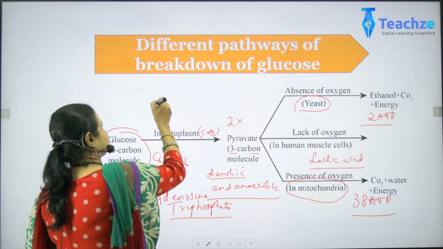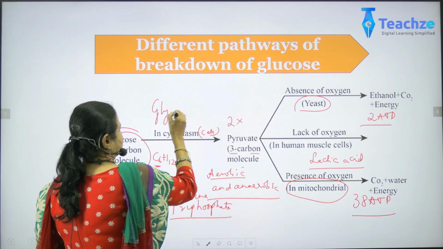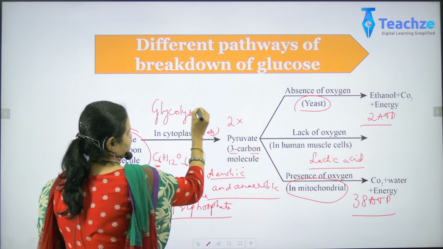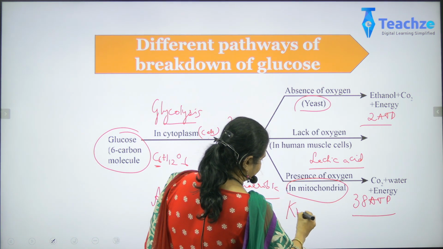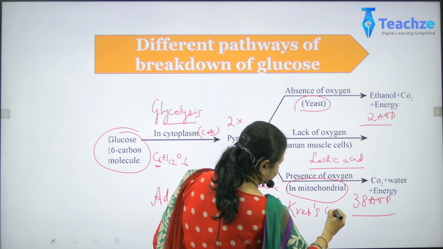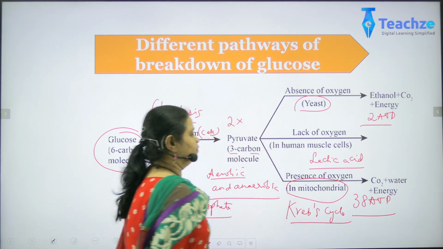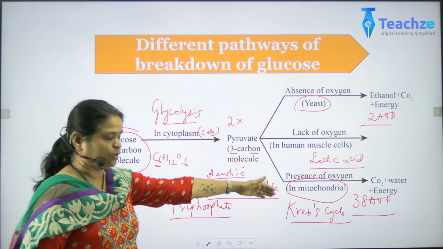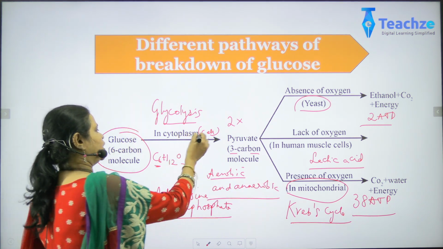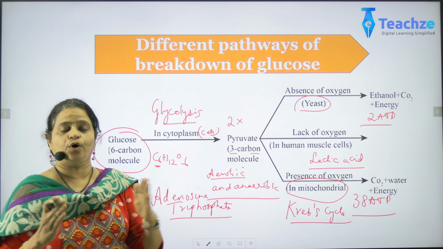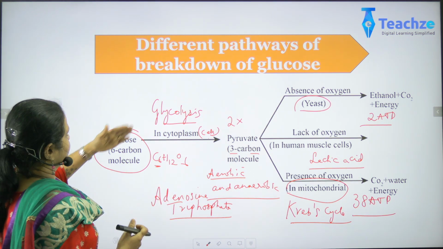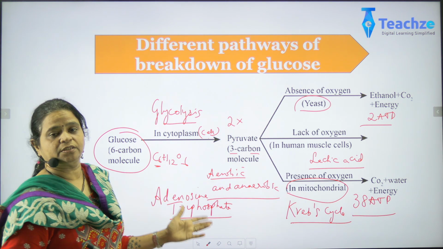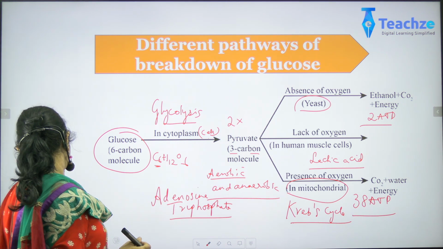Now, this particular process, you divide into two steps. The one which occurs in cytoplasm, we call it glycolysis. And the one which occurs in the presence of oxygen, we call it the Krebs cycle. This is another name given for the process with oxygen, that is in mitochondria, Krebs cycle. And glycolysis, as I already told you, is a common point between aerobic and anaerobic respiration. Now, these are all the pathways through which the glucose molecule circulates.